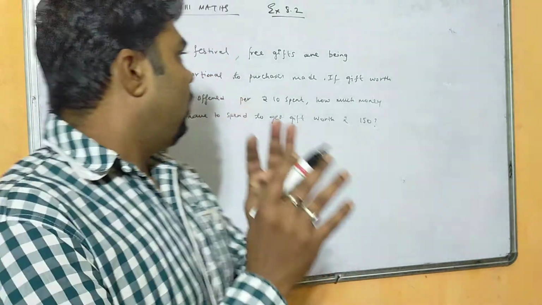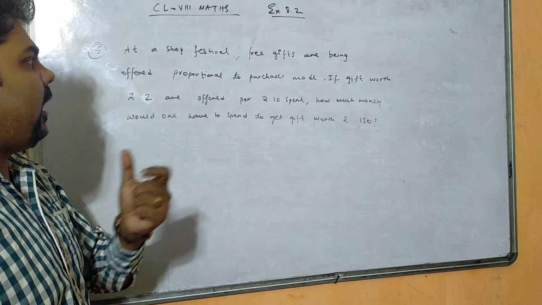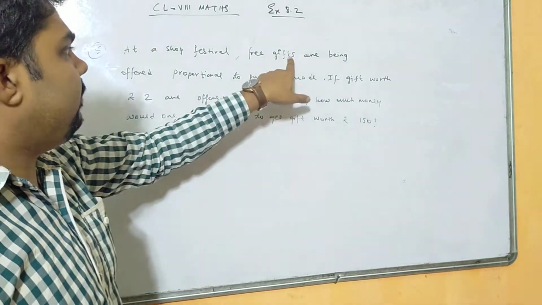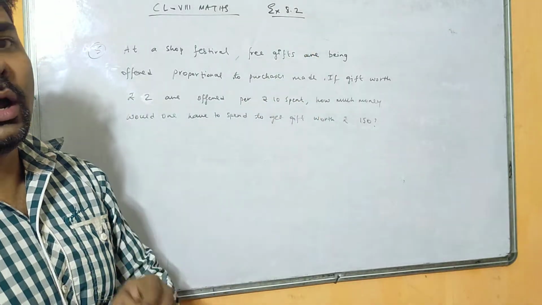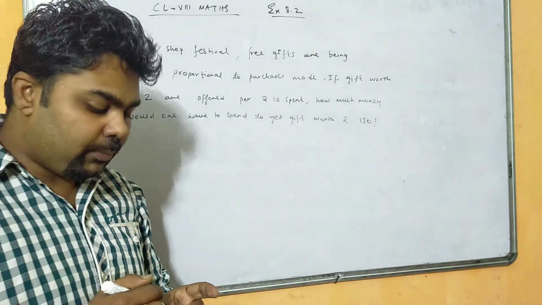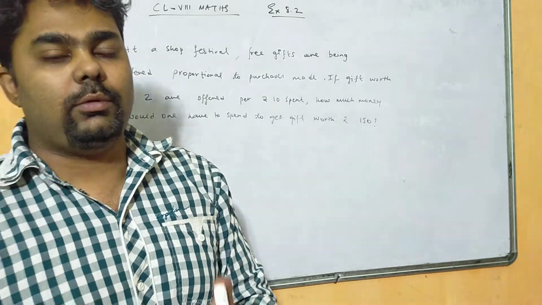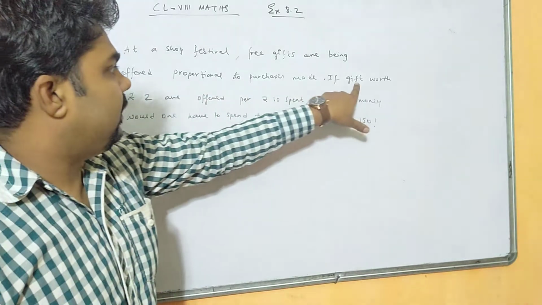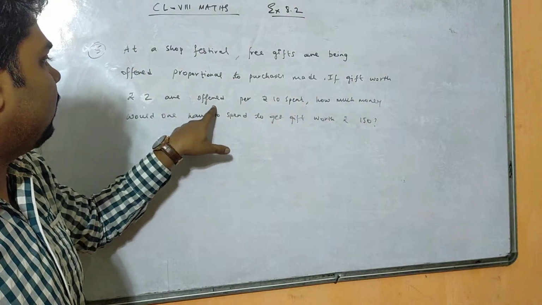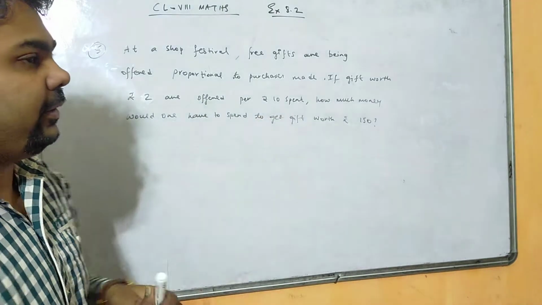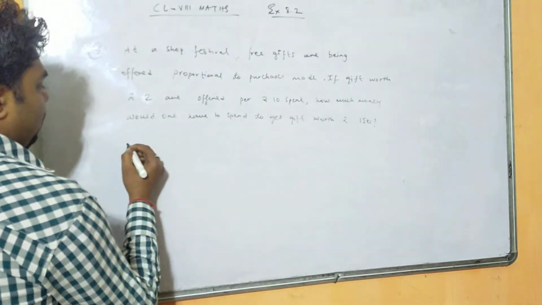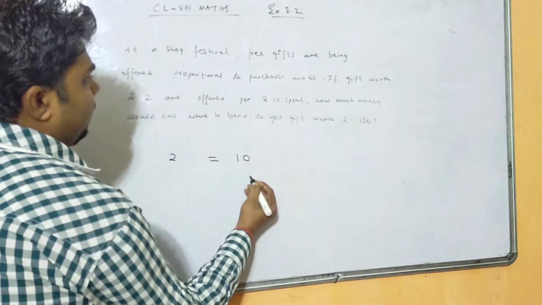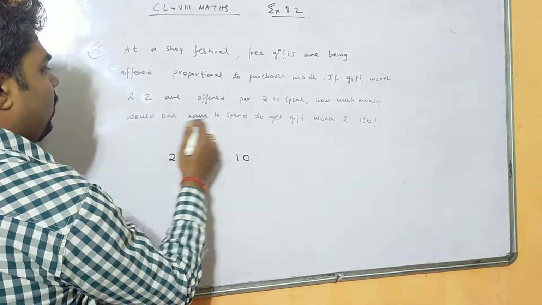You see, there was a shop festival and free gifts are being offered. But what is the condition? Gifts are directly proportional to how much you are purchasing. If you purchase more, you will get more gifts. If you purchase less, you will get less gift. So if a gift worth rupees 2 is offered per rupees 10 spent, we'll solve now. If 2 is offered for rupees 10, how much money would one have to spend?